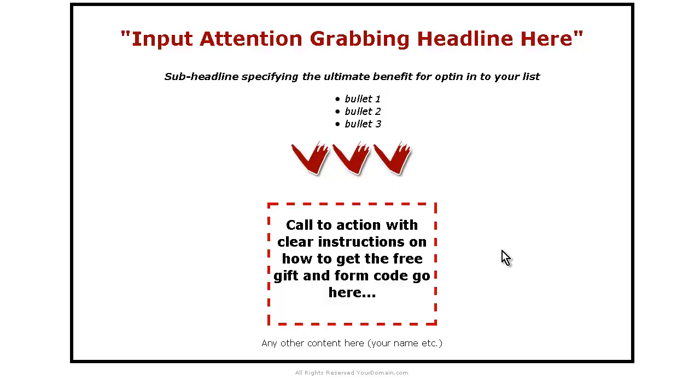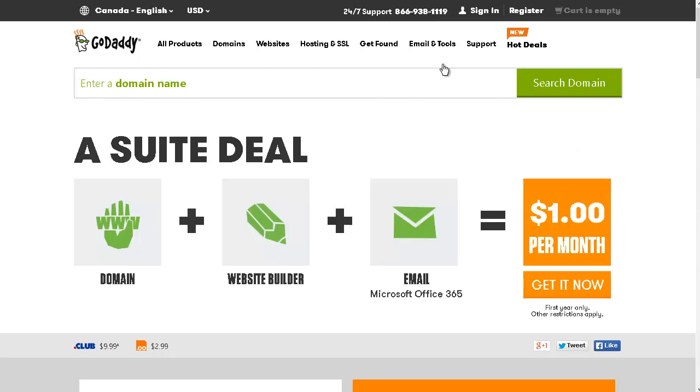Now, the next thing we need to do is we need to have a domain name and hosting so that we can host our squeeze page. So we'll go over that real quick now. Okay, so you need a domain name, and the domain name is what points to your site. So people can just type in your domain name and go to your site, or you point the traffic at your domain name and it goes to your site, which is going to be the squeeze page.